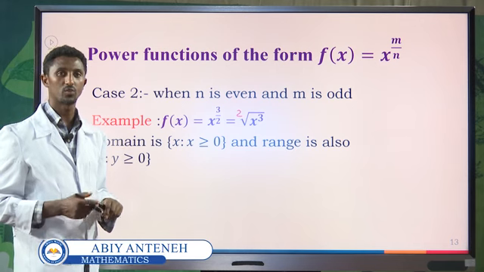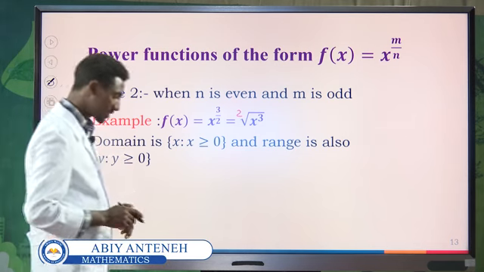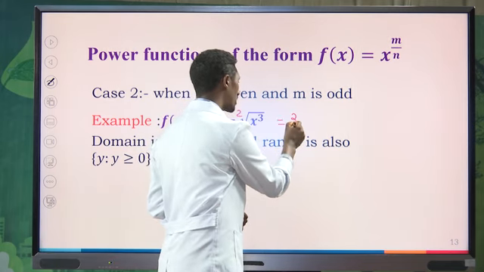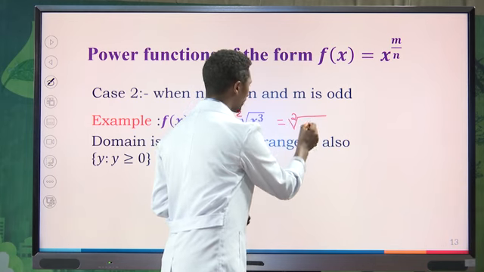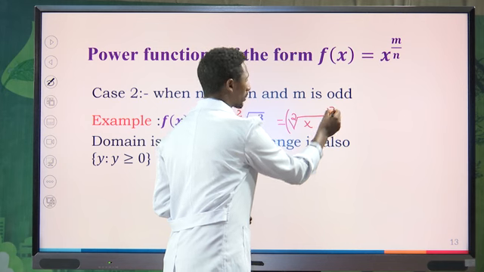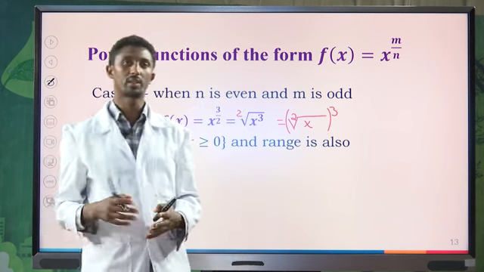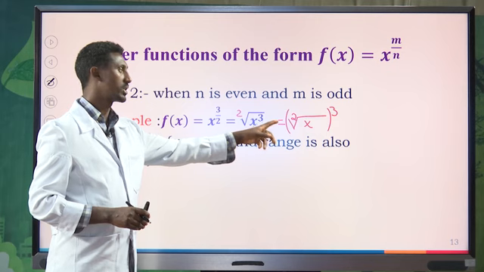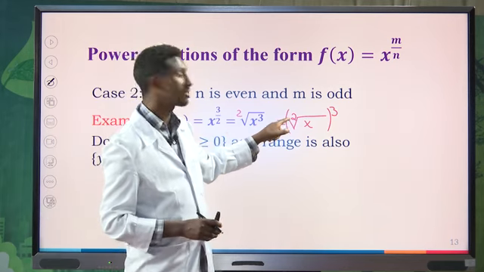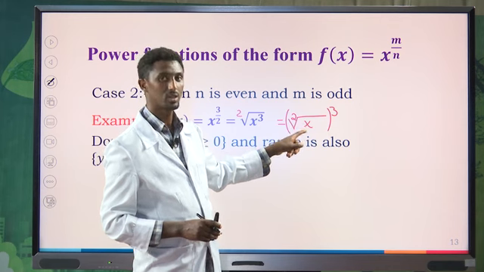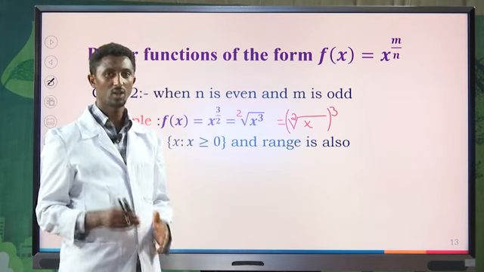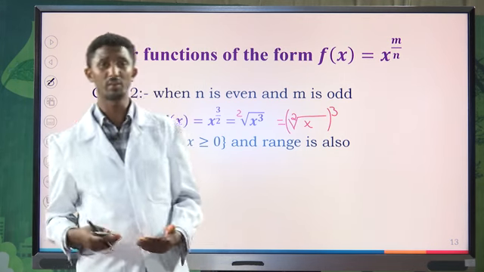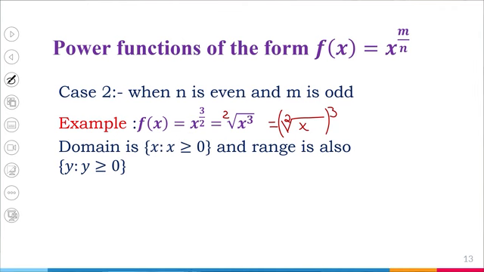So what is the domain of such power functions? Since the index is an even integer, we can rewrite this as the square root of x, the whole cube. No problem, you can write that, but most of the time the index 2 is not written in the square root form. So this is an even index, the square root of x. So what numbers can be written in place of x? Only non-negative real numbers, because the square root of a negative number is not defined in the set of real numbers. So x is a non-negative real number.